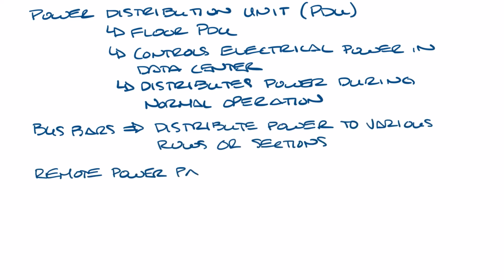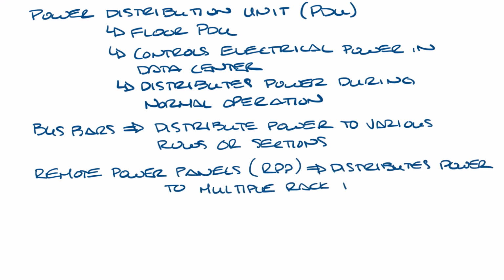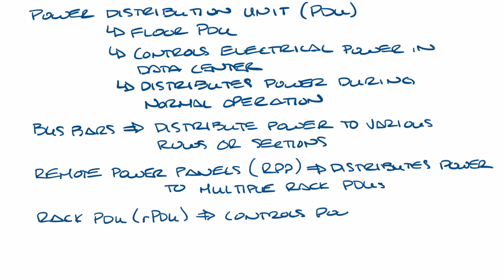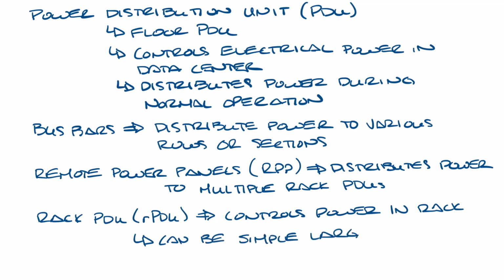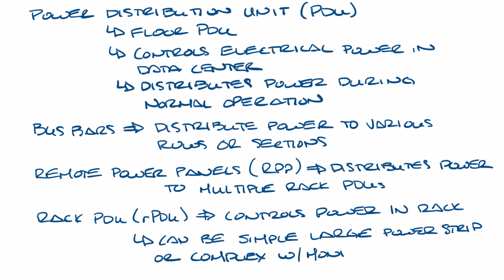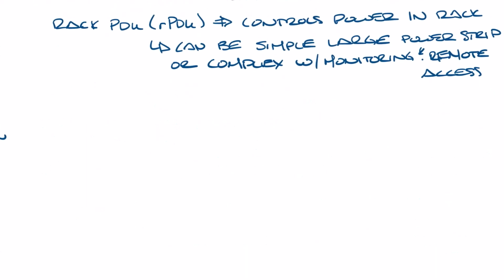Remote power panels. The RPP distributes electrical power to multiple rack PDUs. And the rack PDU is a PDU for controlling electrical power in the rack. They are designed to provide standard electrical outlets for data center equipment. They can be as simple as a large power strip or more complex with monitoring and remote access. Let's make a little bit more room.